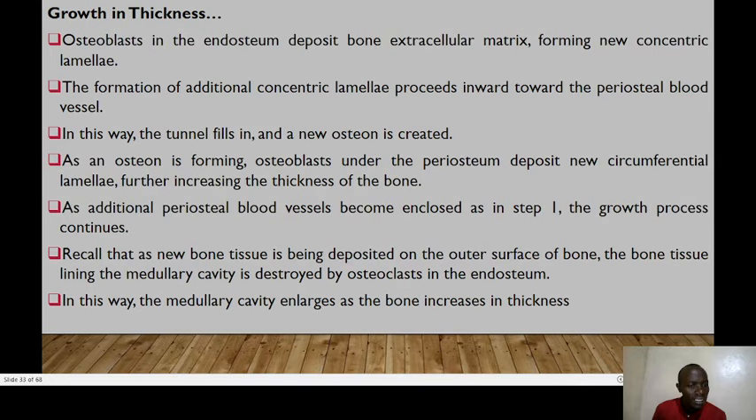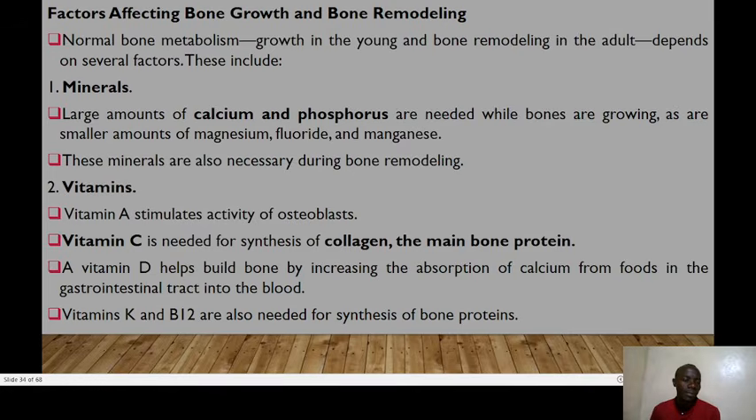Recall that as new bone tissue is being deposited on the outer surface of the bone, tissue lining the medullary cavity is destroyed by osteoclasts in the endosteum. In this way, the medullary cavity enlarges as the bone increases in thickness.